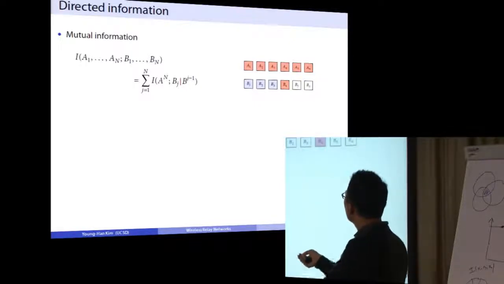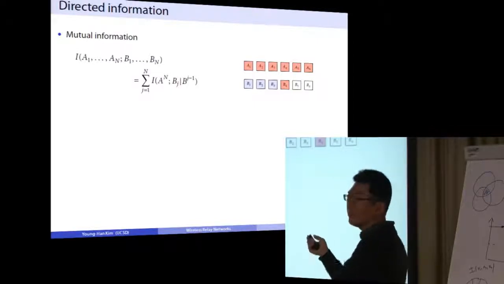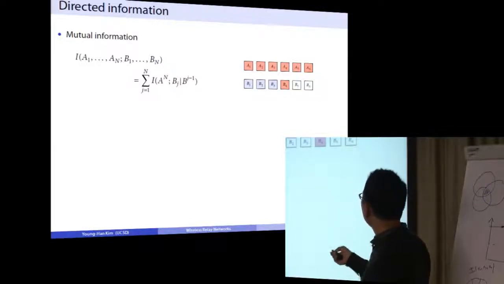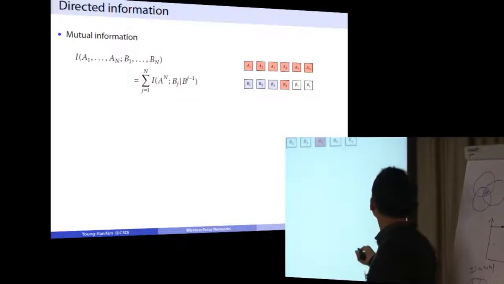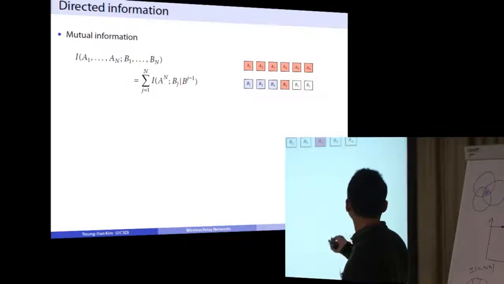If you look at the mutual information between the A sequence and the B sequence, then by the chain rule, the mutual information can be represented as the sum of mutual information between the whole A vector and B_j given B^{j-1}. So this is how we expand the mutual information. Graphically, each term in the sum is the mutual information between all of A and each B, conditioned on the previous B's. The color is not working really well, but anyway, here I'm conditioning on these.